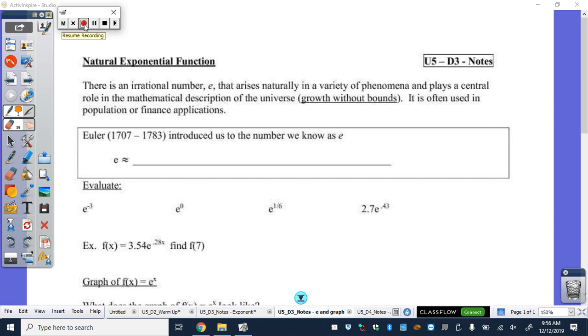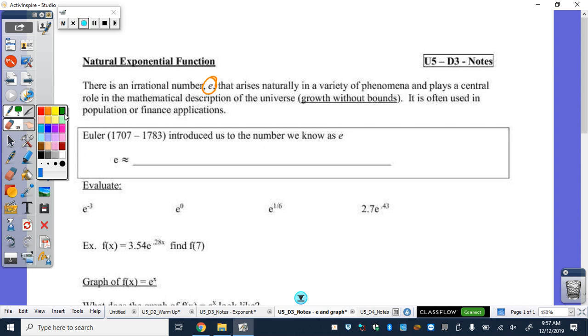So then our last thing for today is the natural exponential function. There is an irrational number that was coined the number e, that arises naturally in a variety of phenomena and plays a central role in mathematical descriptions of the universe. It deals with the growth without bounds concept. It is often used in population questions and a lot in finance questions. It was this number e.